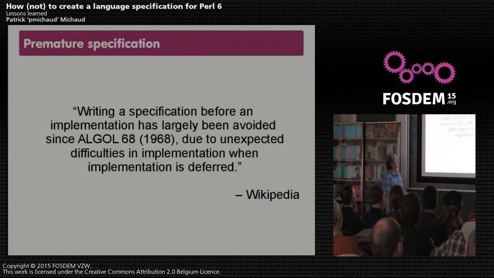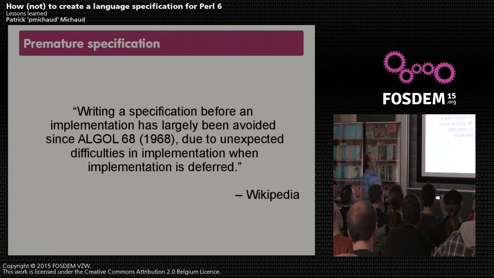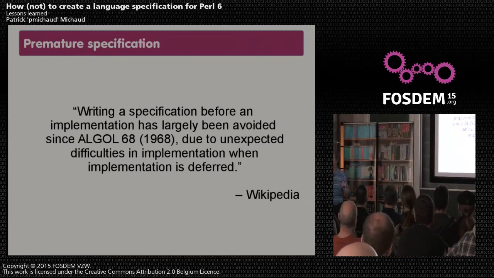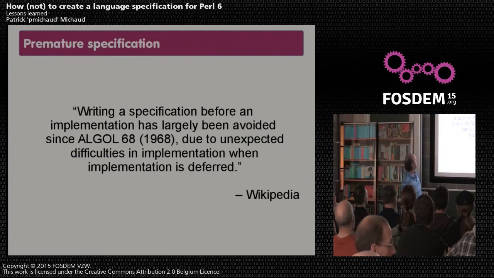And then Wikipedia again. If you go and look at the article on language specification in Wikipedia, it has this very nice little quote here, which I will just read out loud. Writing a specification before an implementation has largely been avoided since Algol 1968. What? I didn't know this. And why do you do it? Because of unexpected difficulties in implementation when implementation is deferred. This is exactly the experience we had with many parts of Perl 6. We would create a specification and we would go and implement it sometime later, and all of a sudden we discovered, oh no, that was wrong. Start over, come up with something quite a bit better. But apparently, this has been known for some time.